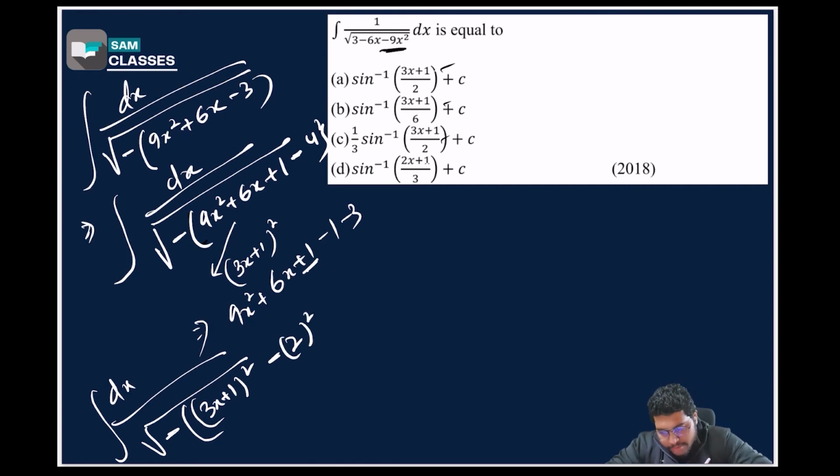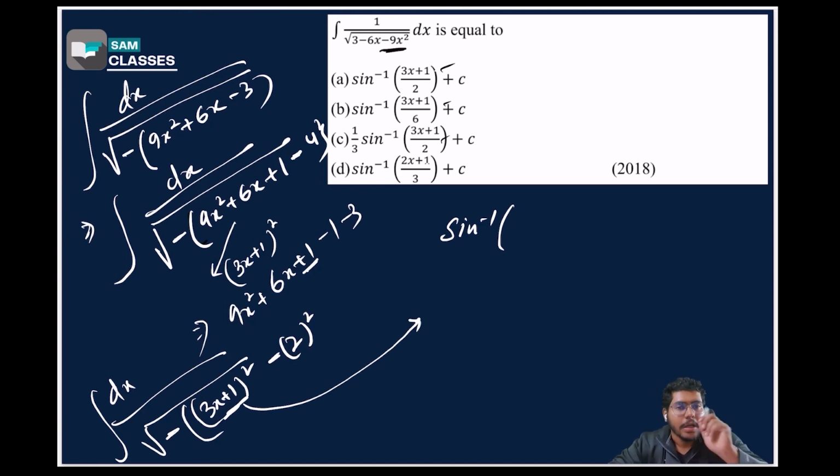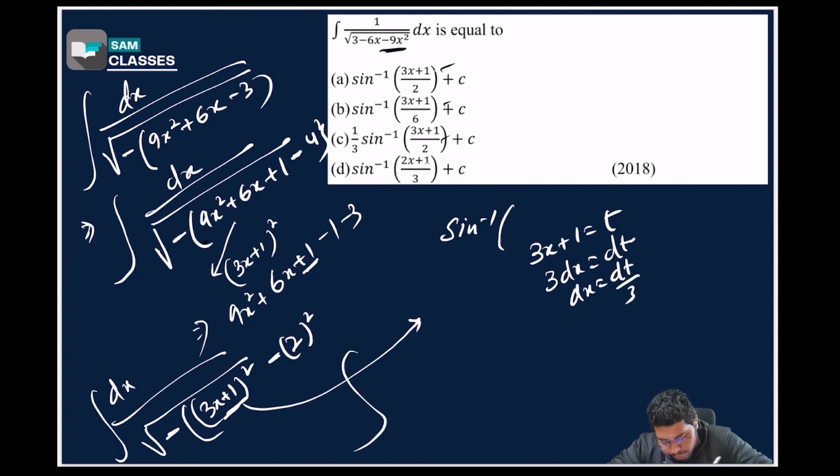Now, I don't need to solve further. Why? Because what is the formula? The formula is integration dx by root of a square minus x square equals sine inverse x by a plus c. Now here, I have to take this 3x plus 1. If I want to bring it to the standard form, I have to take 3x plus 1 as t. So the moment I take 3x plus 1 as t, what will happen? 3 dx will be equal to what? dt. So dx will be equal to dt by 3.